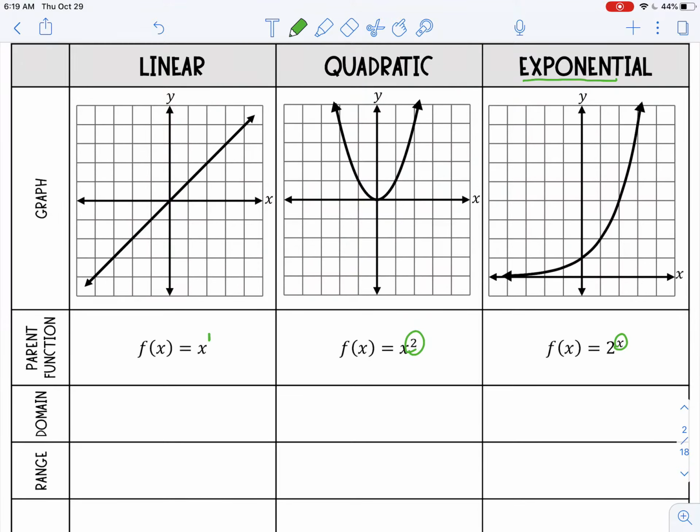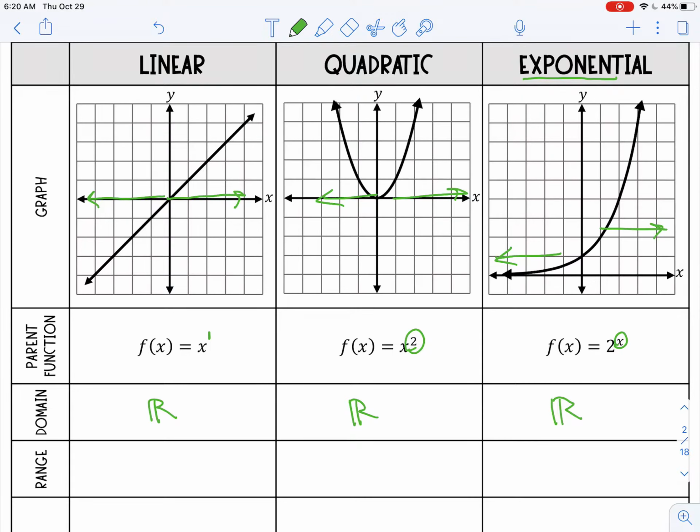All right, so let's go over some characteristics. So first of all, the domain for each one of these is all real numbers. Remember, domain is the x values, and all three of these functions go forever in the negative direction and forever in the positive direction for your x values. So that's why their domain is all real numbers. And of course, you can write that in interval notation like this. That means the same thing.